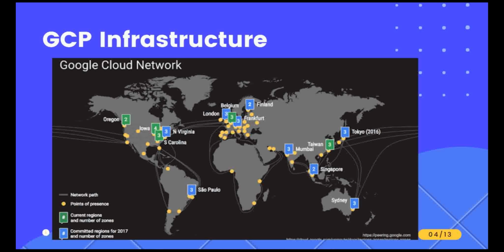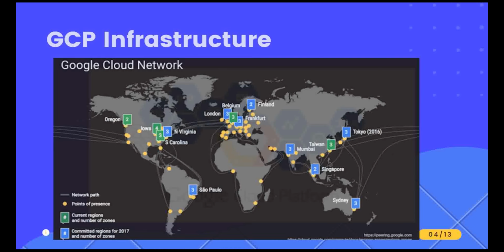What are this region and zone? Why do we use these when we have edge locations and a network throughout the world? So let's understand what region and zone are, which make GCP more efficient.